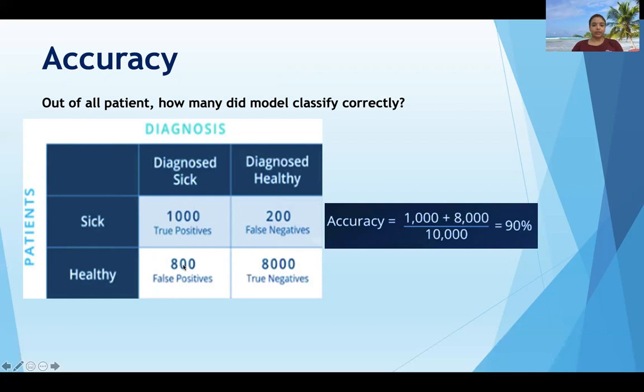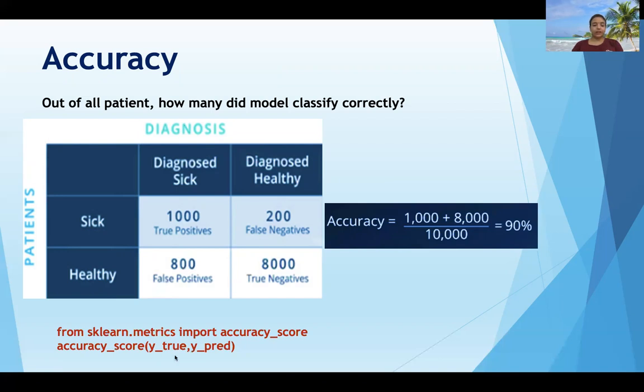We can also calculate accuracy in a program by using the sklearn module, and this is the accuracy function. We import it from the sklearn module and call this function with two parameters, that is y_true and y_predict. We will learn more in detail when we do it in the program.